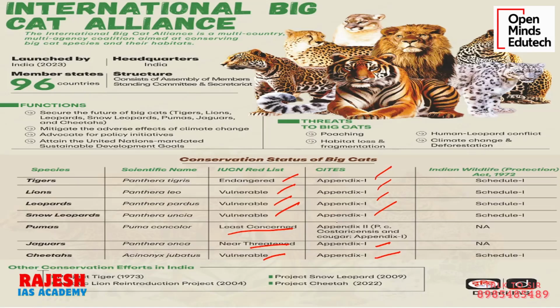This puma you can see is placed in Appendix 2 because there is no significant threat to this puma. It is found from Canada to Argentina. It is available throughout. So pumas are not having any immediate threat, so it is placed in Appendix 2.